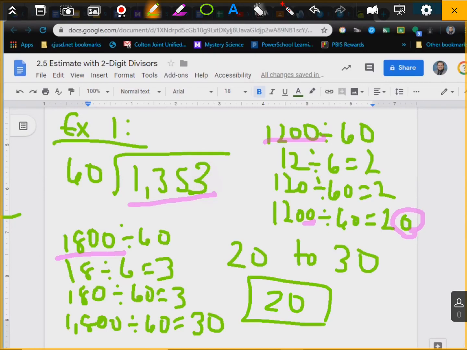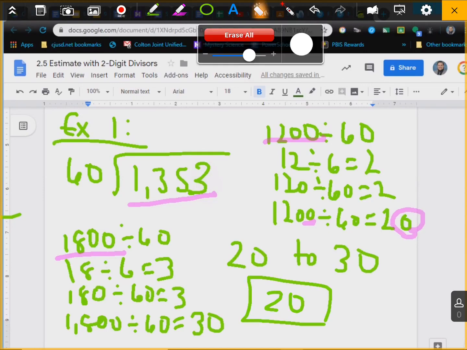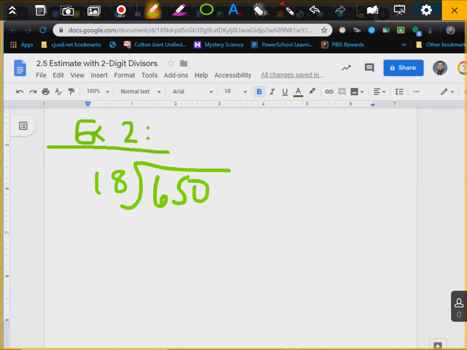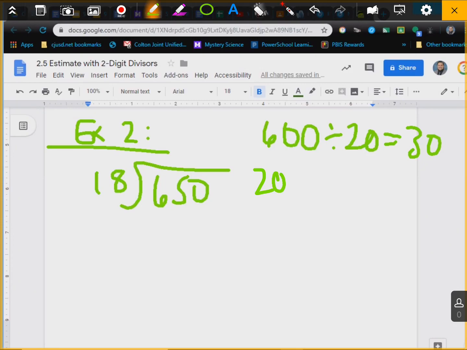Okay? Let's do another example. Go ahead and pause if you need to. Example number 2 is 650 divided by 18. Well, I'm going to round up 18 to 20, and I'm going to round 650 down to 600, because I know 600 is compatible with 20, and 600 divided by 20 would be 30, because 20 times 30 is 600.